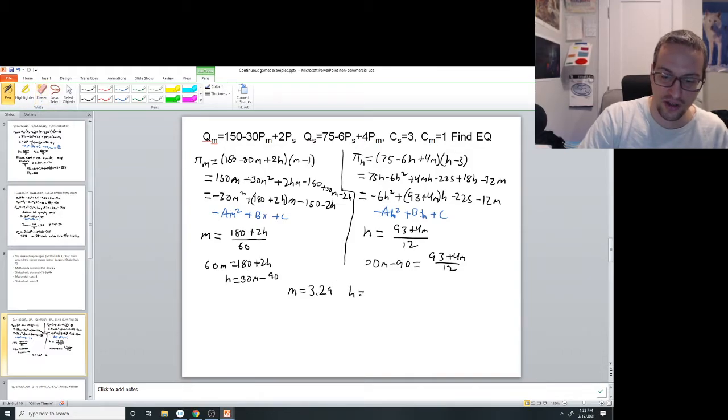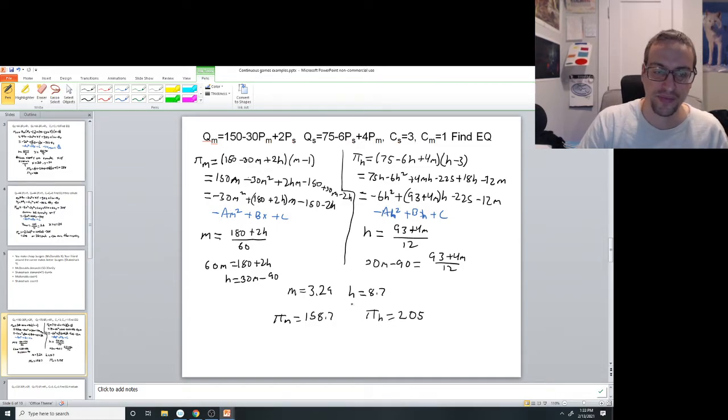And h equals 8.7. And if you go back and plug into the profit equations, you're going to end up with profit for m 159 or so, 158.7, and profit for h equals 205. So Shake Shack should have done a little bit better on average, and I hope that's what we saw when we did it. Okay. All right. So again, what if they collude instead?